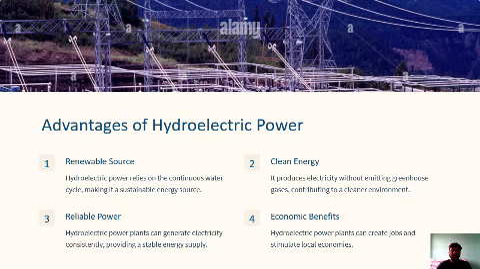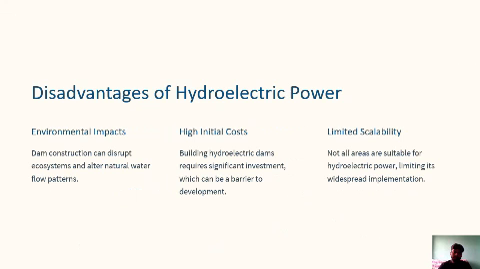Let us see the advantages of hydroelectric power. It relies on the continuous water cycle, which makes it a sustainable energy source. It produces electricity without emitting greenhouse gases, contributing to a cleaner environment. The plants can generate electricity continuously, providing a stable energy supply, and they can stimulate the local economy.